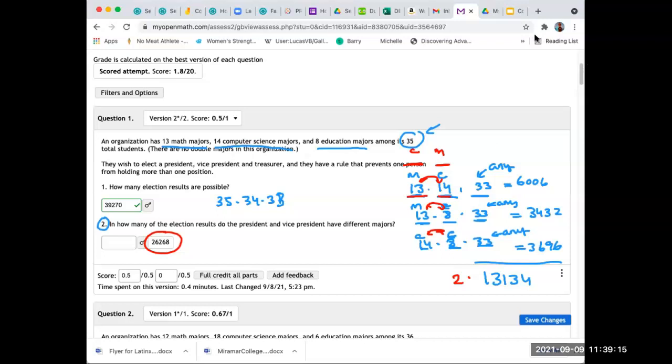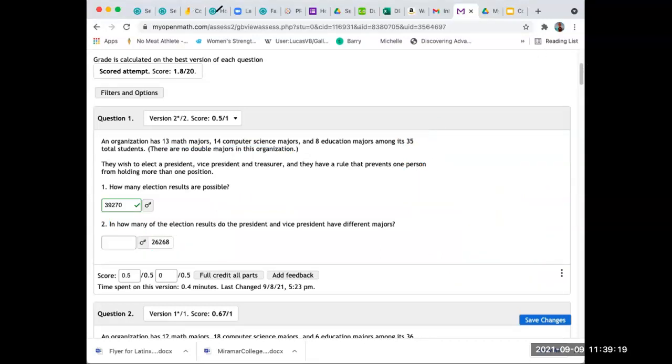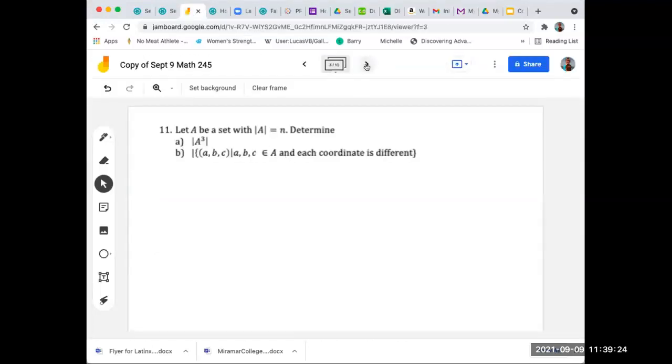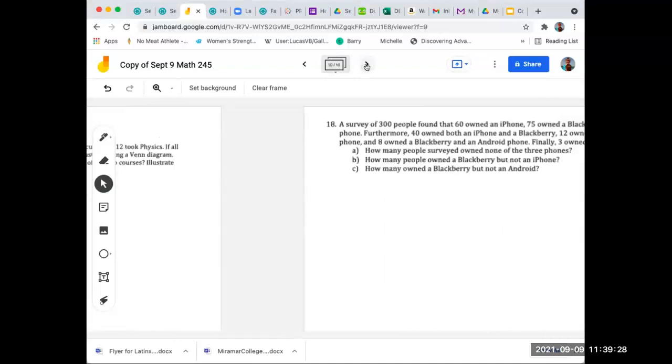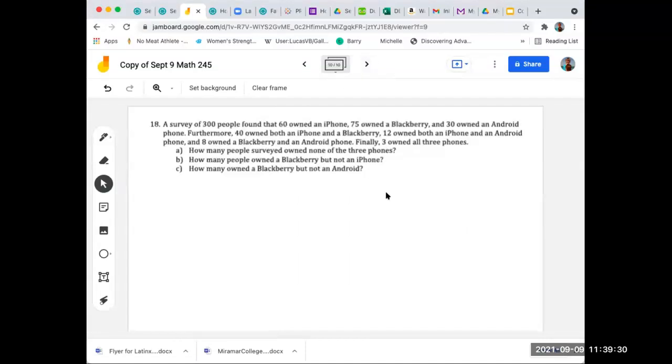For question 18 on the problem set, when we're given all the values, like 60 people owned an iPhone, is that like they only own an iPhone? All right, let's see. They own multiple phones. They could, yeah. No, so 60 could include other things.